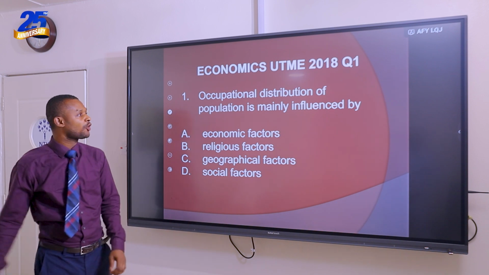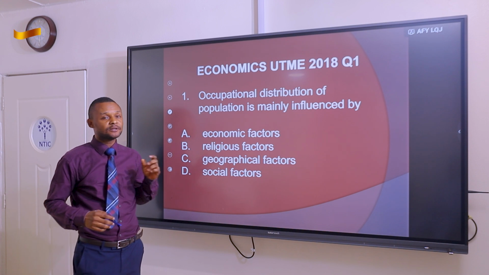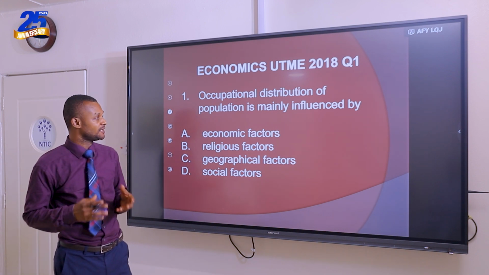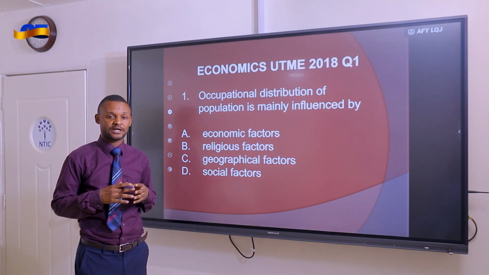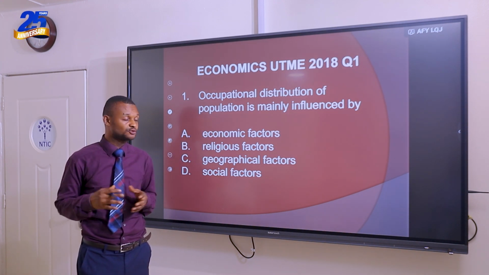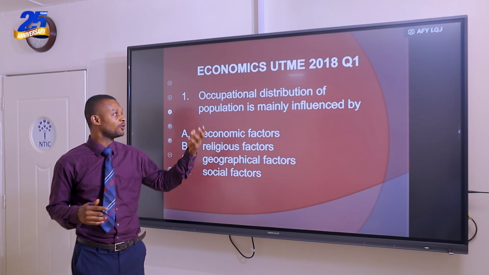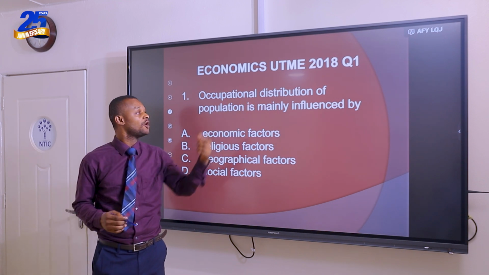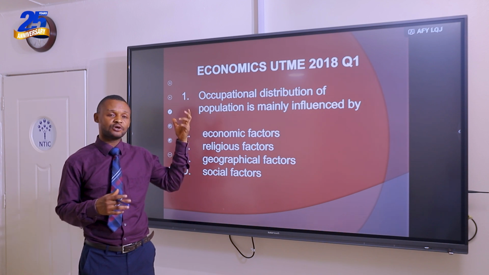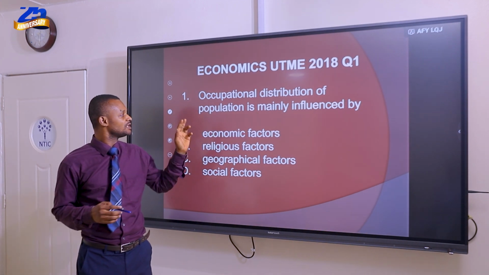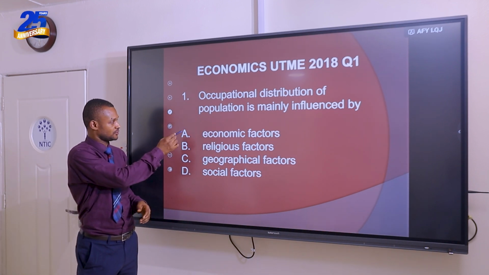Question 1. Occupational distribution of population is mainly influenced by... Population can be categorized in many forms. For instance, we have age distribution, where we categorize population according to the age group of the citizens. We also have gender distribution, but here we have occupational distribution. In occupational distribution, we are looking at distributing the population according to the jobs that they do. So the occupational distribution of population is mainly influenced by the economic factors. A.